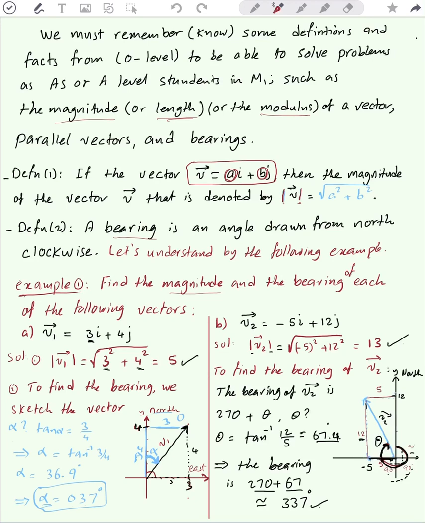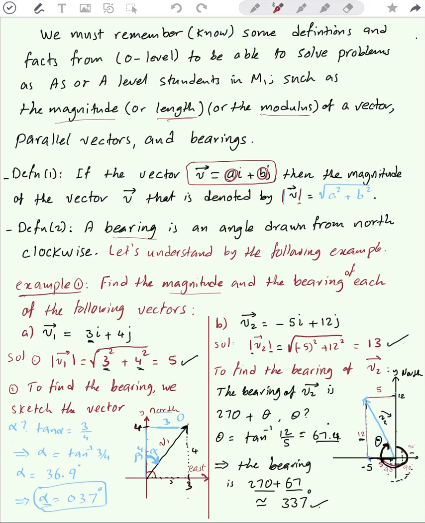A bearing, we must remember what the bearing is. It almost comes in every question, almost the first part in the vectors questions in the exams. So the bearing is an angle drawn from north clockwise, always. This is the definition of bearing: an angle drawn from north clockwise. Let's see in the examples how the questions may come in the exams.